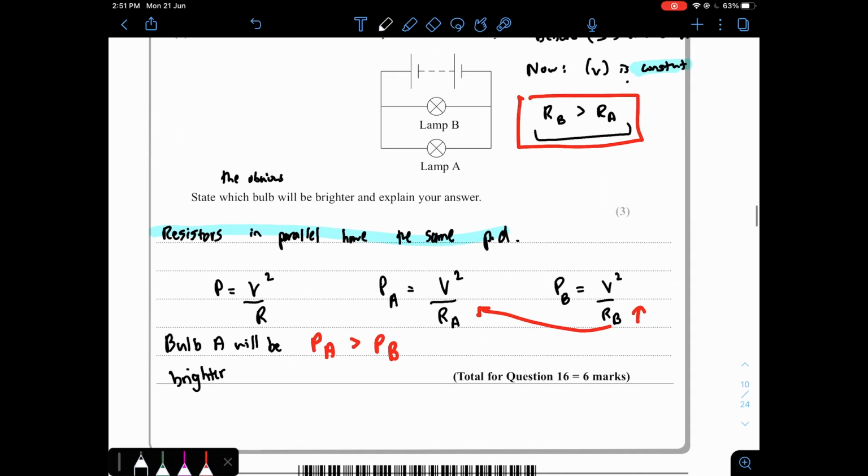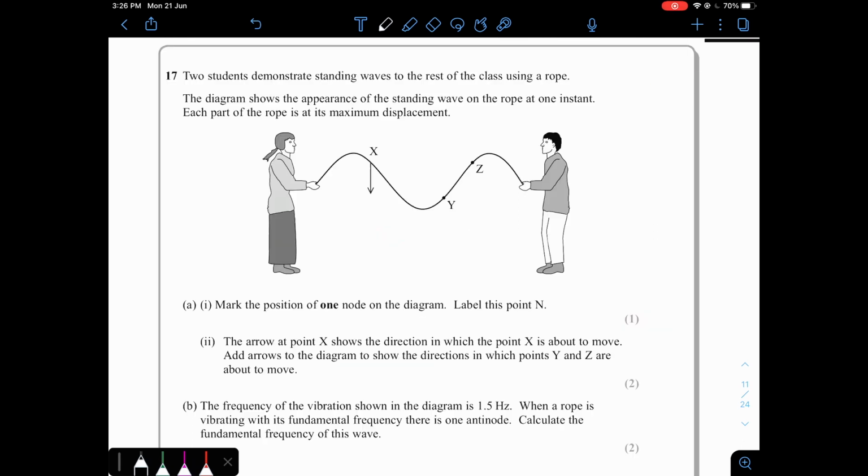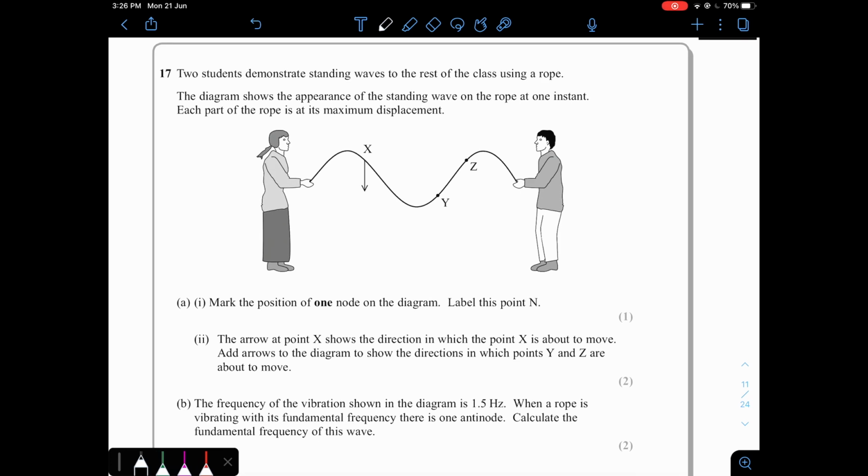So that's the end of this question. So question number 17. Two students demonstrate a standing wave to the rest of the class using a rope. The diagram shows the appearance of a standing wave on the rope at one instant. Each part of the rope is at maximum displacement. Mark the position of one node on the diagram. Label this point N. Now, this point N, so if I do a dotted line, maybe a straight dotted line.